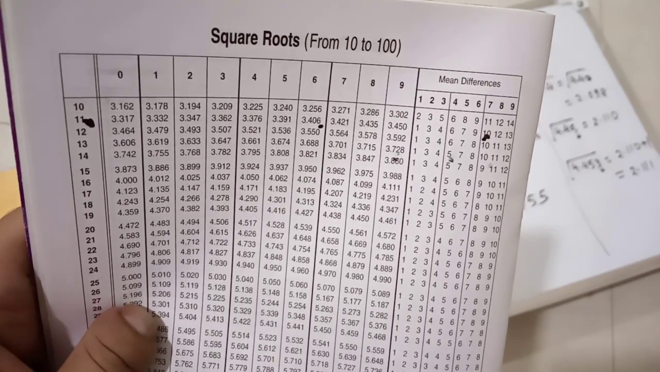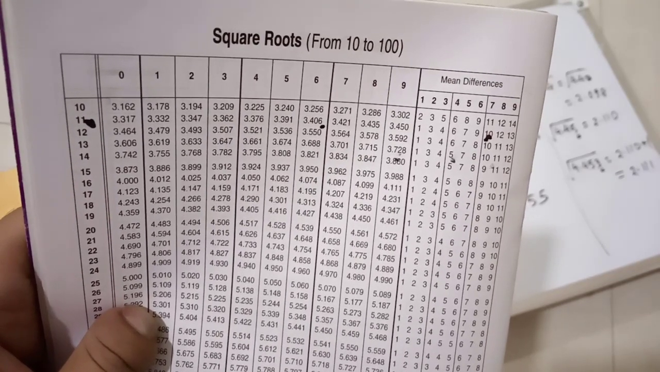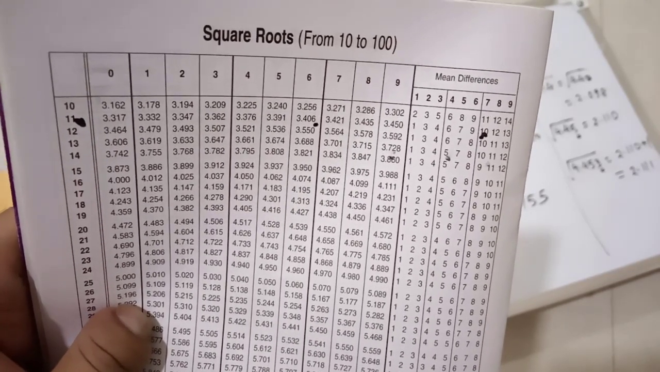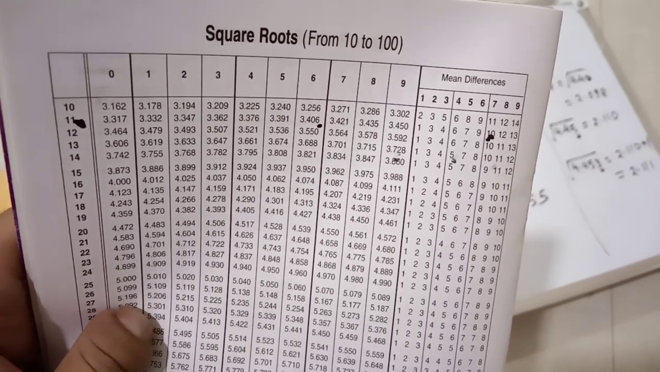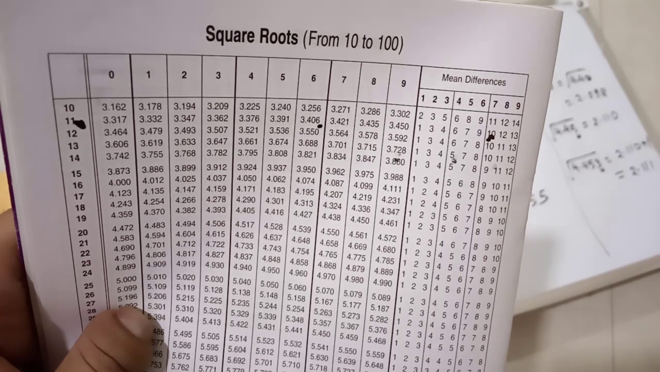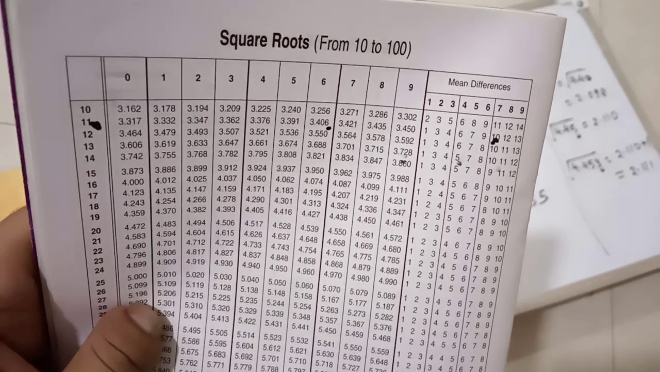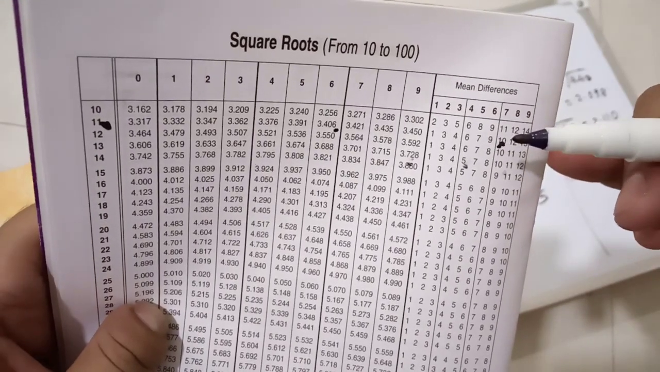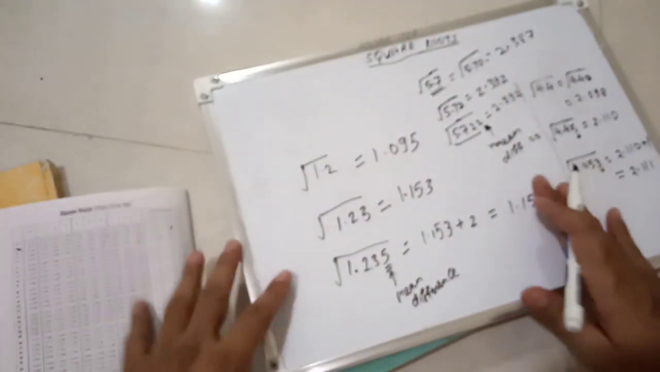We will add 10 on the right hand side. It is not 10 point something. It is 0.010. So the answer will be 3.406 plus 10, which becomes 3.416. So this 10 is not actually 10 point something, it is 0.010. Okay, I hope you will be able to solve.